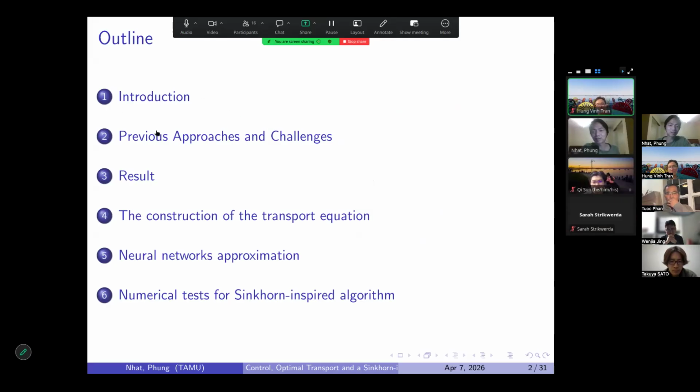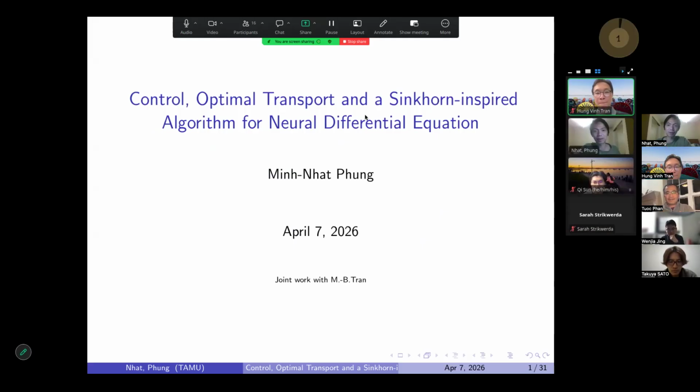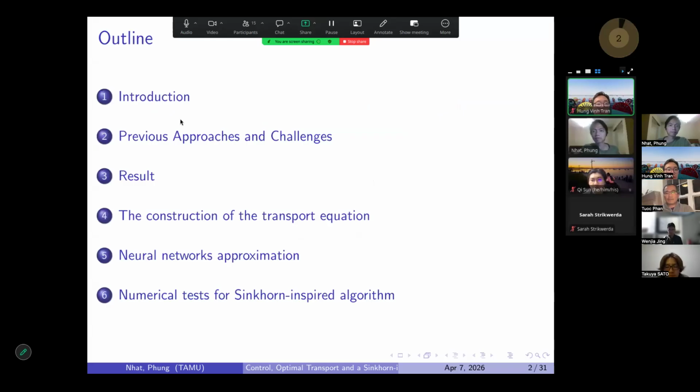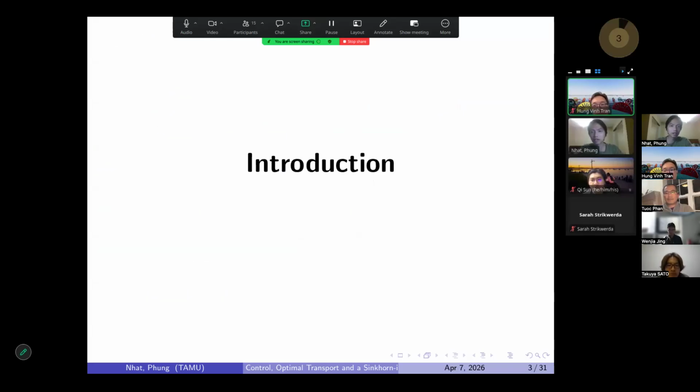the first thing I want to do is introduce some of the concepts I wrote here, like what actually neural differential equations are, and then I will talk about the motivation for the control and some applications, and then how to construct the neural differential equation. These are the tools that I use: optimal transport and a solver like the Sinkhorn-inspired algorithm. So let's head to the introduction.